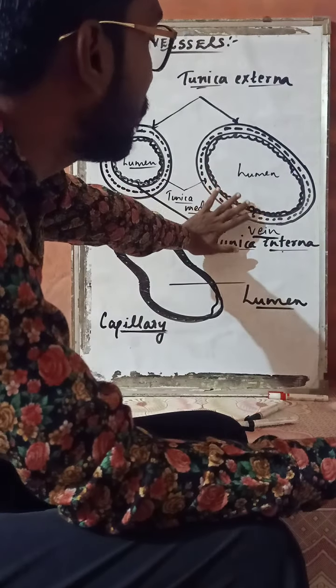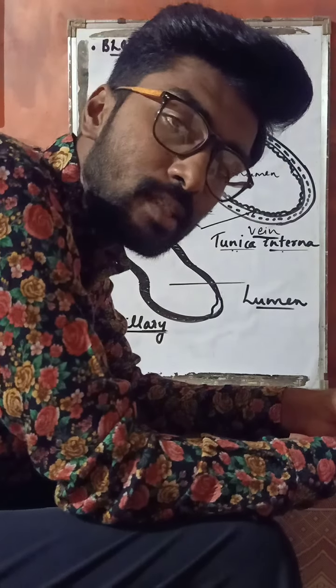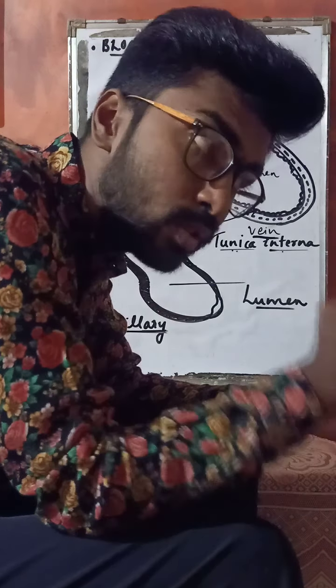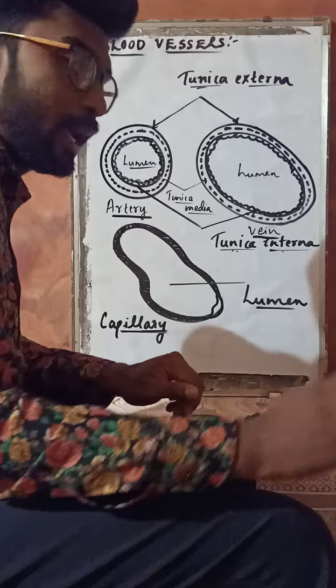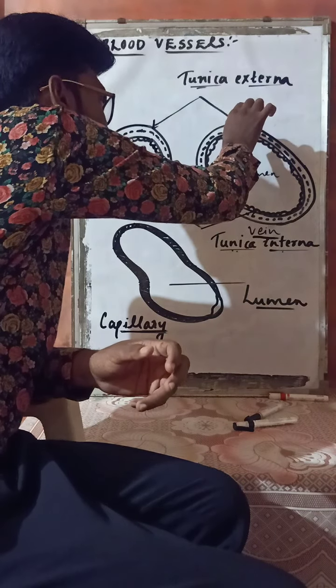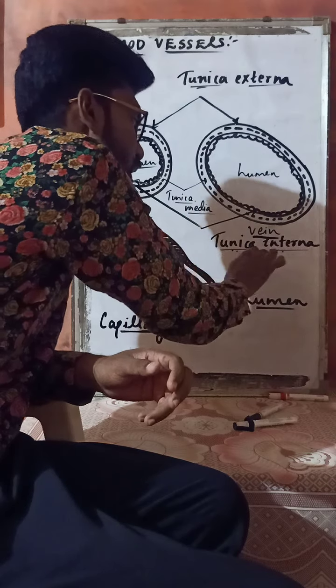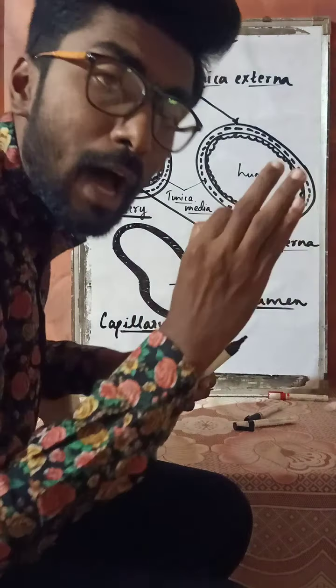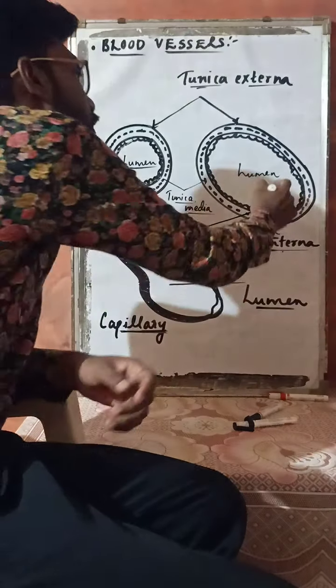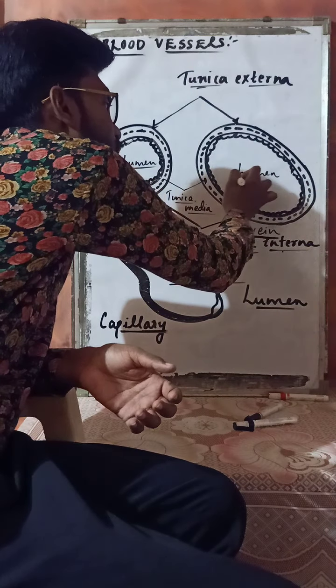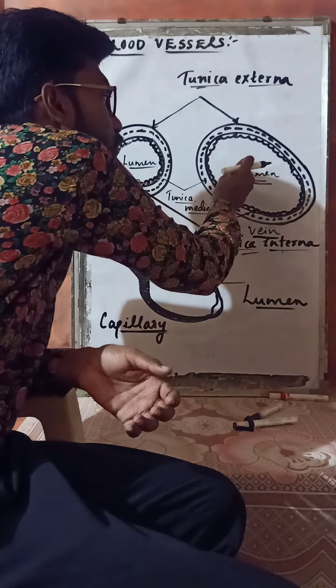Now when you talk about the vein histological structure says that it is also divided into three different parts, right? Layers, I mean to say. Tunica externa, the outermost layer; tunica media, the middle layer; and innermost is called as tunica interna. Now only differentiation between the artery and vein is that the lumen of the vein is wider and it is longer.